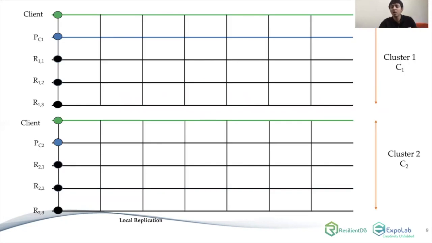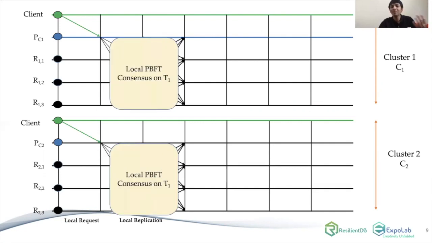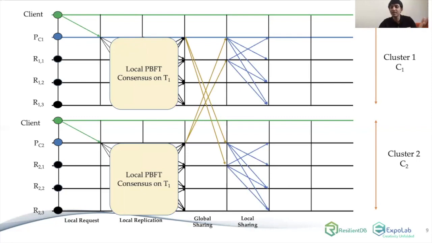So how does GeoBFT work? Let us take the example of two simple clusters, C1 and C2. Each cluster has its own local clients, its own replicas, and its own primary. The client will send its request to its own local primary. Each primary will run the local PBFT consensus protocol. The consensus, if you see here, is happening just within the cluster. The communication is happening just locally. Once the consensus is done, everyone creates a certificate and the clusters exchange the certificates. Then once everyone has got the certificates, they execute the request deterministically and reply to their local clients. So that is how GeoBFT is able to save communication in comparison to other protocols.